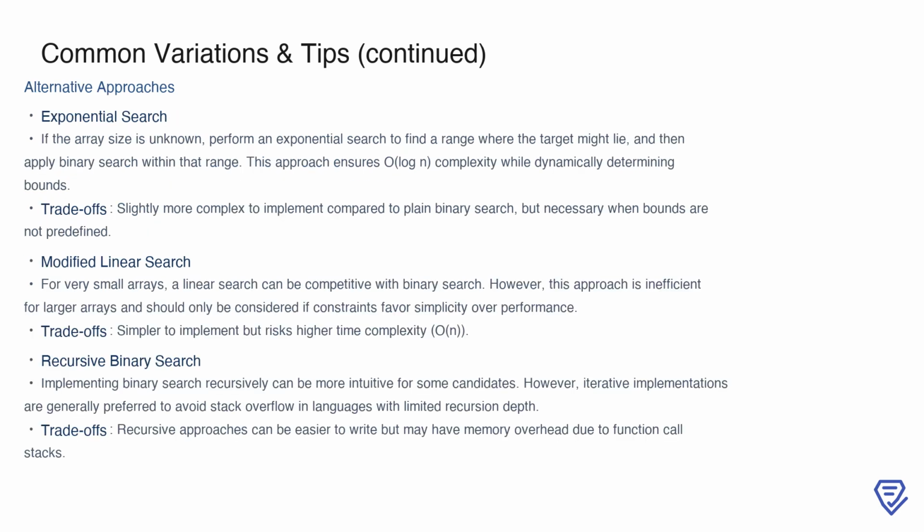There are also alternative approaches worth considering. One is exponential search, which is particularly effective when the array size is unknown. This method involves doubling the index range to find the appropriate bounds for binary search, preserving the log n complexity. While slightly more complex to implement, it's invaluable for dynamically determining bounds.